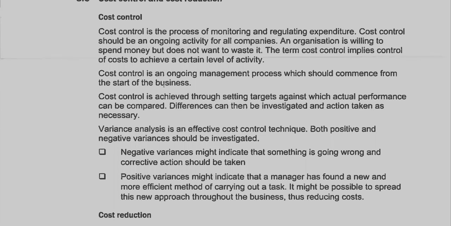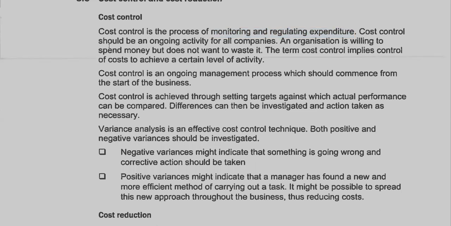Now it says here, cost control is the process of monitoring and regulating expenditure. So controlling is not reducing. Controlling can lead to reduction. So let's see. Monitor, regulate, that is cost control. I want you to have these keywords. So cost control has to do with the monitoring and regulating of expenditure. Okay, that is what we call cost control.